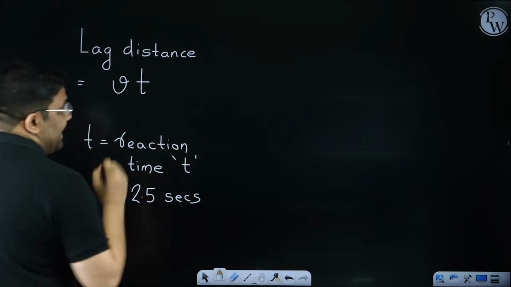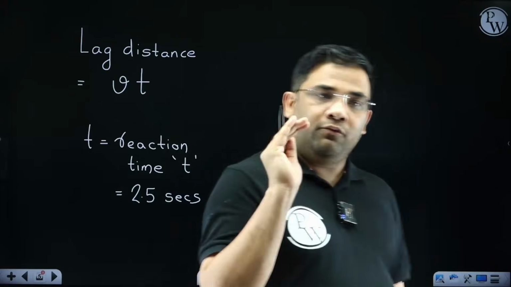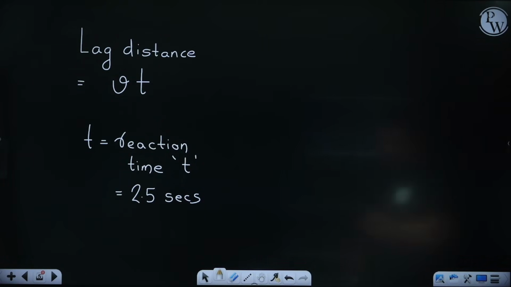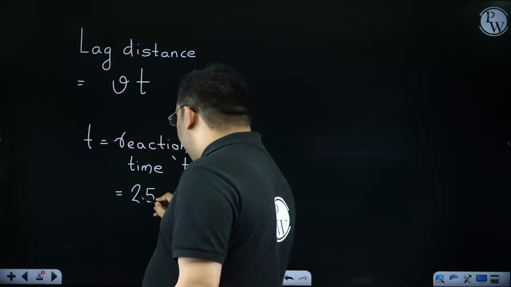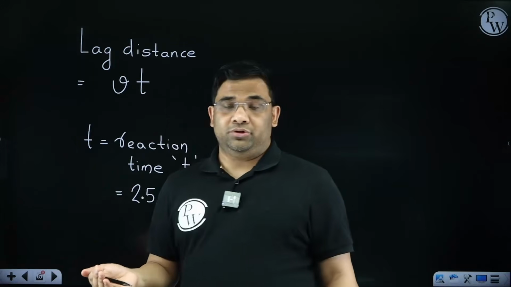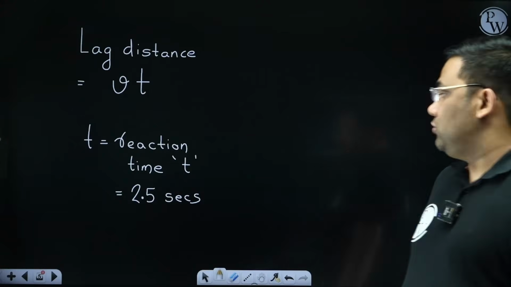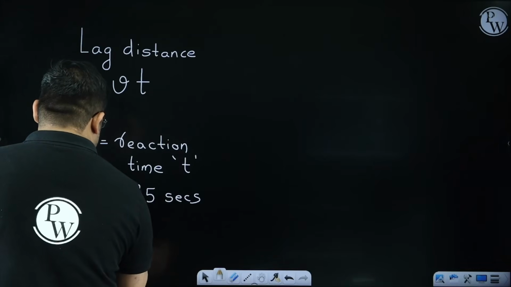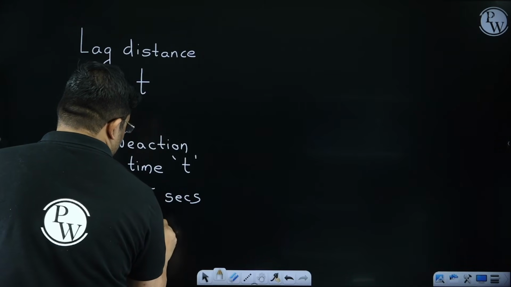So this is the standard value. If some other value is not given in the question, we'll take the reaction time as 2.5 seconds. But if some other value is given, suppose 3 is given, we'll take 3. If the reaction time is not mentioned in the question, then we'll take reaction time t equal to 2.5 seconds.